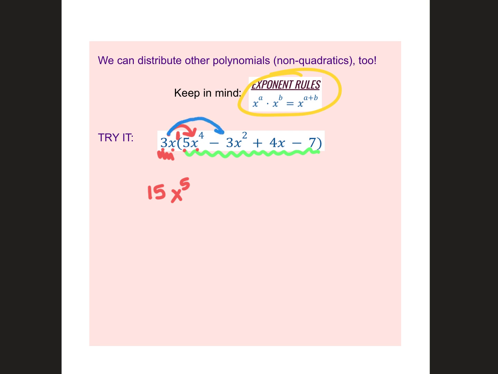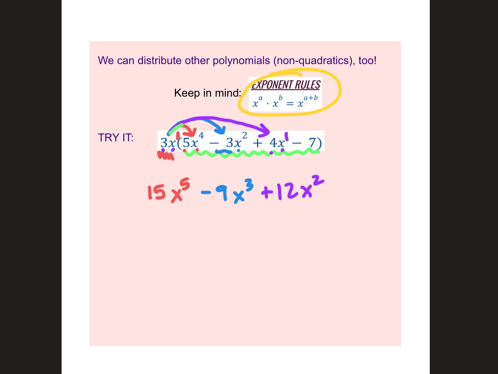Next up, I'm multiplying 3x times negative 3x squared. First my coefficients, 3 times negative 3 gives me negative 9. X to the first power times x squared gives me x cubed. Halfway, round 3, I have 3x times 4x. 3 times 4 gives me a positive 12. X to the first power times another x to the first power gives me a total of x squared.